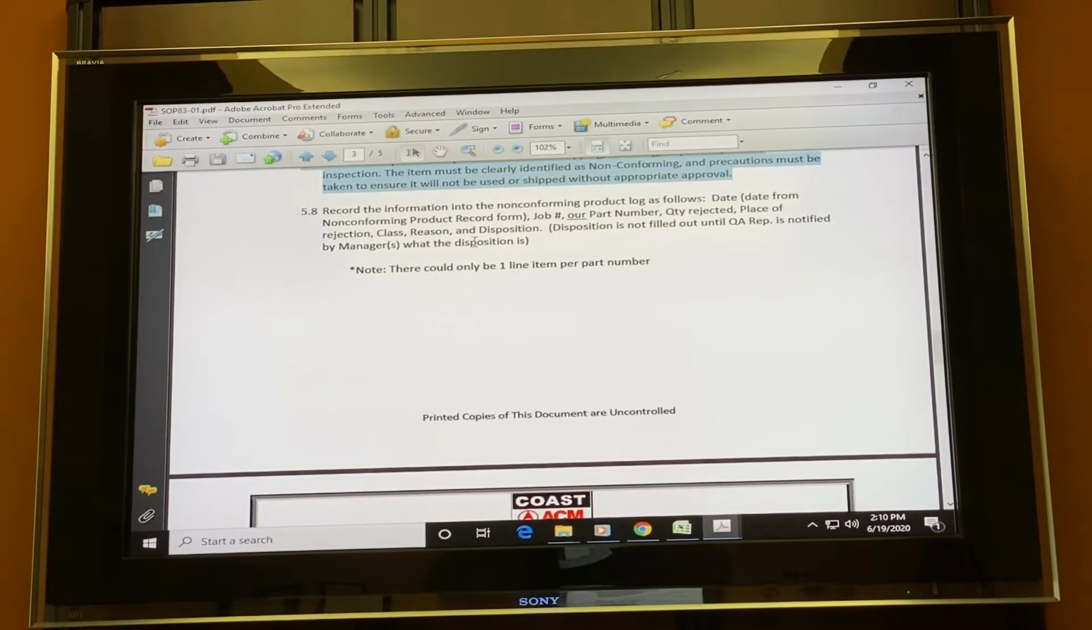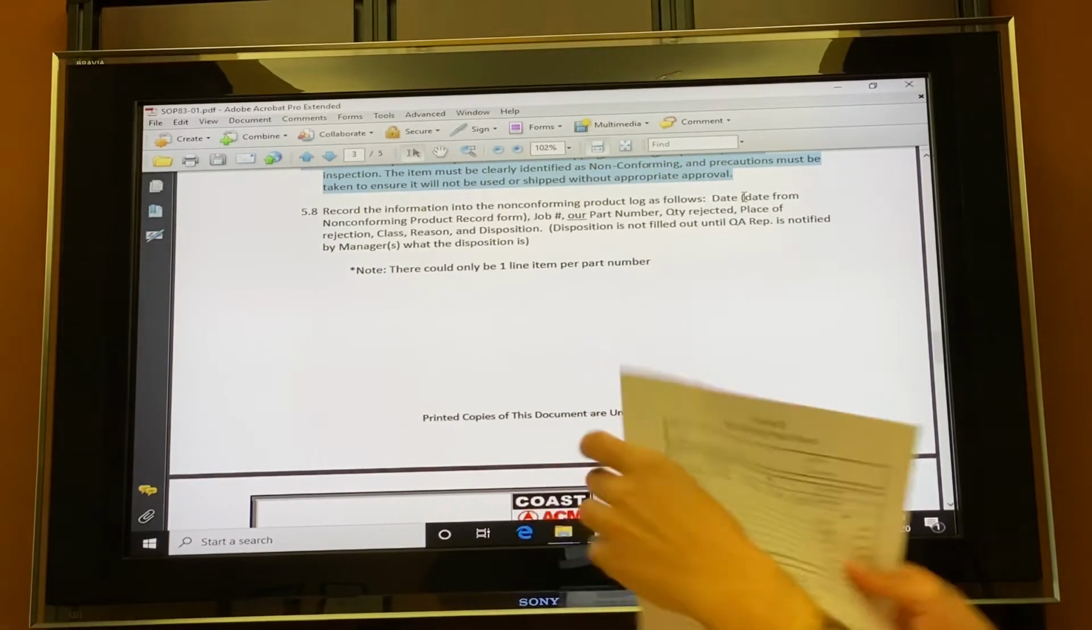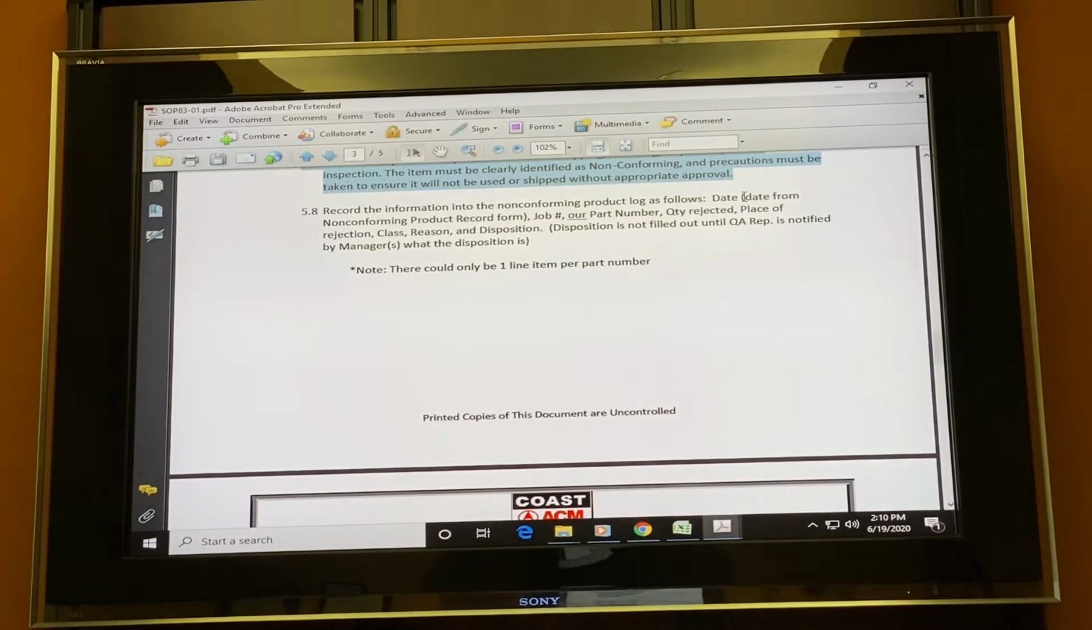Okay, so record the information into, so this is only for customer returns. Record the information into the non-conforming product log as follows. The date, which is the date from the non-conforming product record form, which is the date that's going to be right here. The job number, our part number, the quantity rejected, and place of rejection. The class, the reason, and disposition.